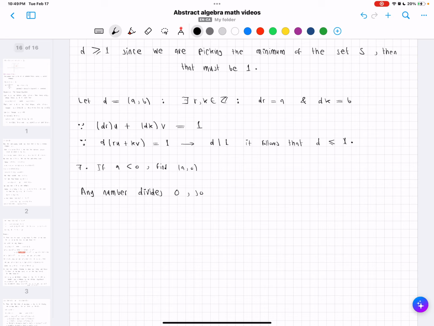So we can simply take, if a is less than 0, we can simply take the absolute value of a, and that is the biggest divisor anyways of a number, and it also divides 0. So you have that the GCD between a and 0 is equal to the absolute value of a.